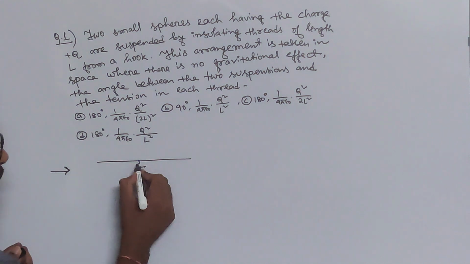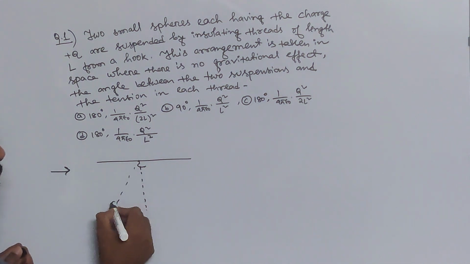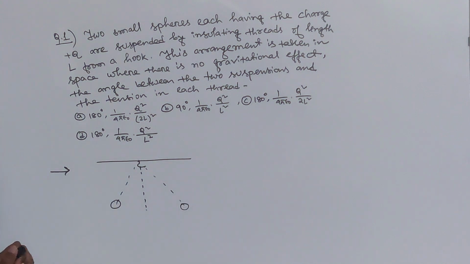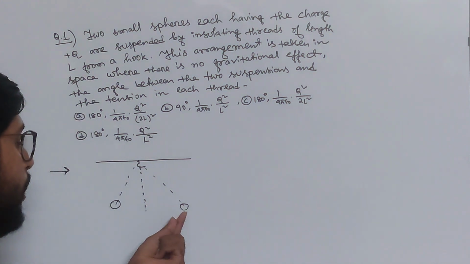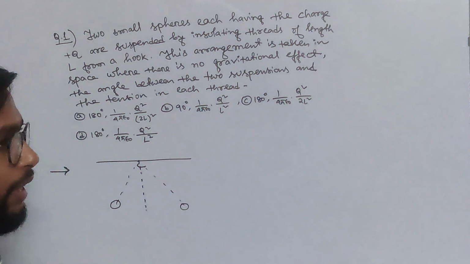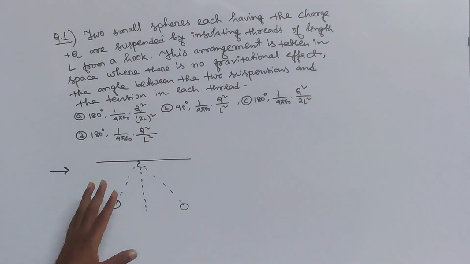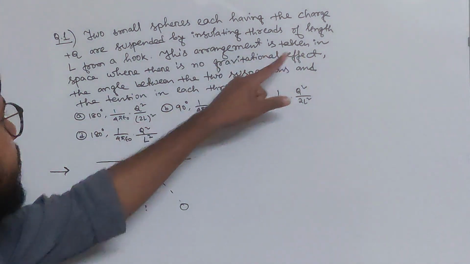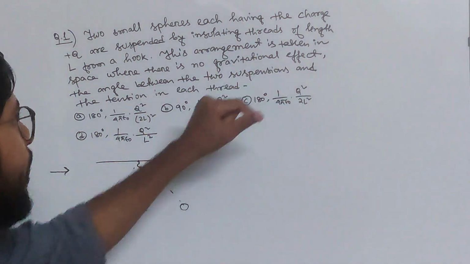Because of their mutual interaction, I mean to say, because of their repulsion, this will repel this and this will repel this. So these two balls will go this way, right? But look at the question. It says that this arrangement is taken in a space where there is no gravitational effect.